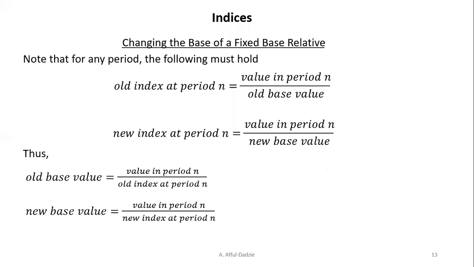So in the case of changing the base of a fixed base relative index, we're going to apply a similar notion. But don't be too bothered about this whole thing that I'm going to do. It's just trying to see whether you can see the light or the understanding of the thing, but this is not the main emphasis. So just follow what I'm doing. Suppose that we have a certain old index.